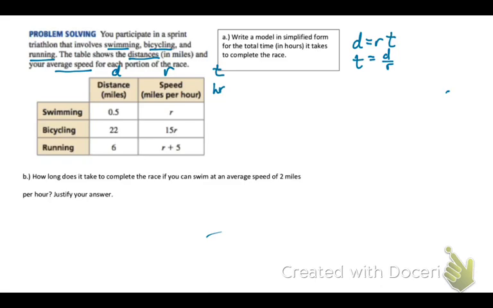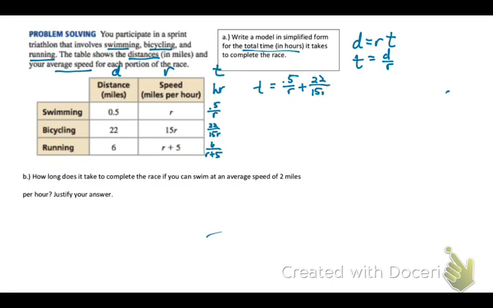Okay, and so to find my time, I'm going to take my distance for each of those parts of the triathlon and divide it by what I know is the rate. For swimming, that's 0.5 divided by r, whatever that is. For bicycling, it's 22 divided by 15r, and for running, it is 6 divided by whatever the rate is, plus 5. So now the total time is going to be each of those parts added together.